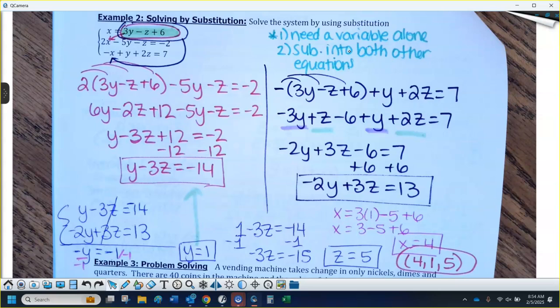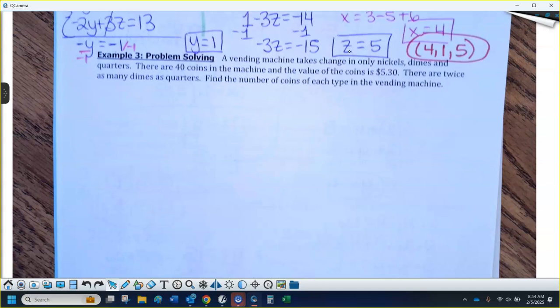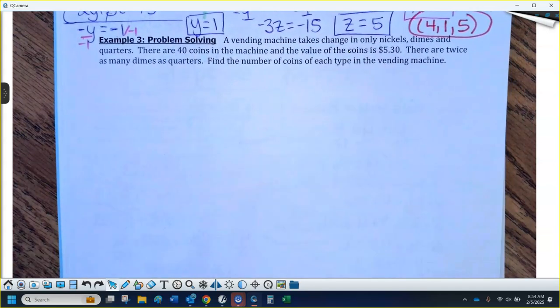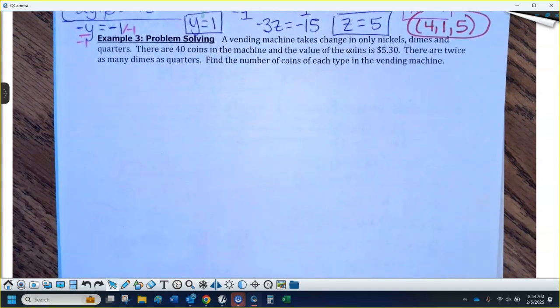Okay, sorry guys. Alright, now let's do one more. We had some trouble with our coin question on the quiz yesterday, so let's make sure I go through this really well with you.